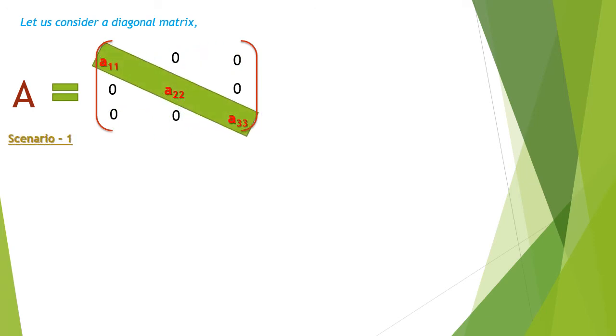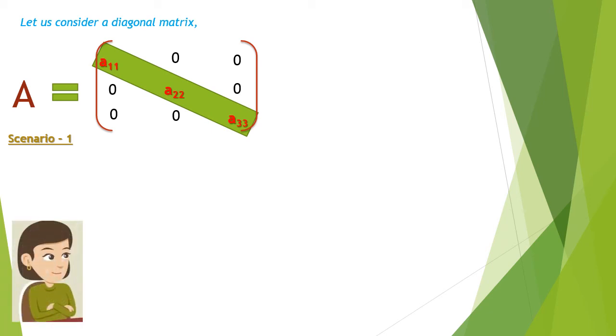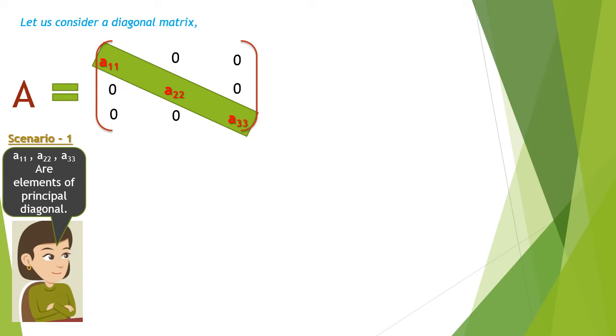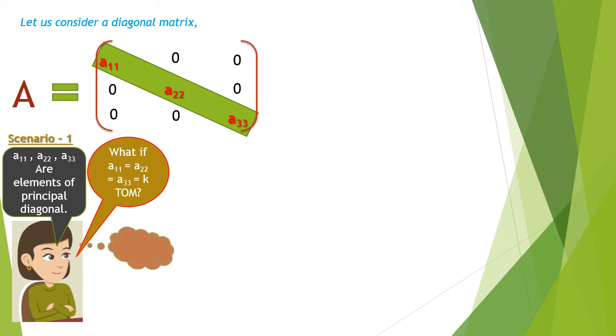And now let's see scenario one. In scenario one, Angel and Tom are again discussing something. A11, A22, A33 are elements of the principal diagonal, and she has a question for Tom: what if A11 equals A22 equals A33, and that is equal to some value K? And that K is a scalar.